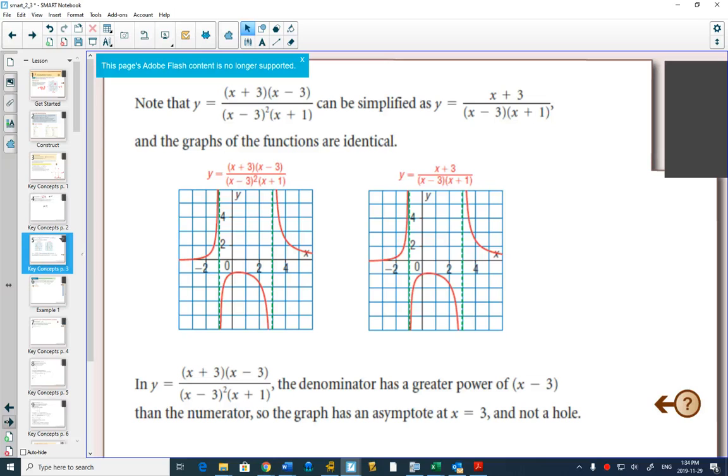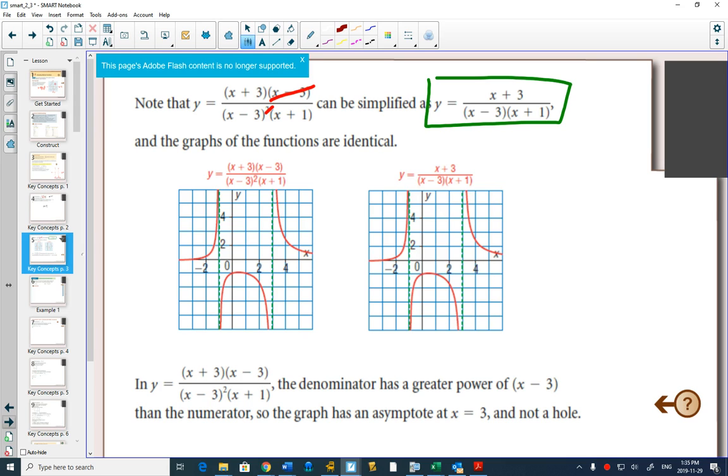So here's a couple more examples that they have. They have x plus 3, x minus 3 over x minus 3 squared, x plus 1. So in this example, they want to say, hey, one of these x minus 3's cancels out with one of them on the bottom. Normally, that would make a hole. But now that it's canceled out, you start again and say, how do I graph this?